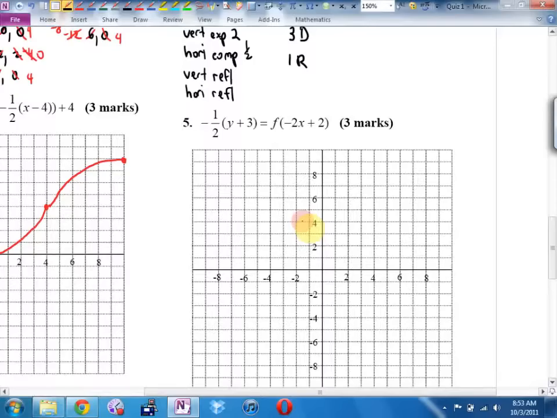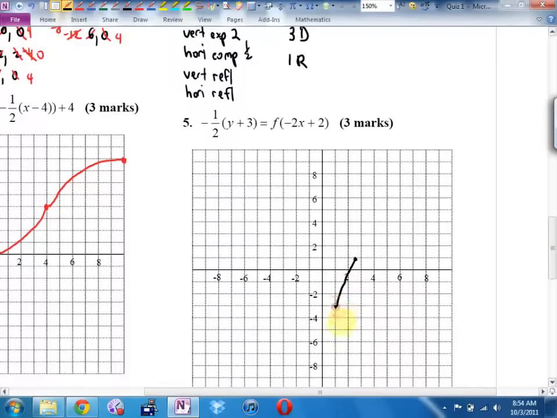3 down, 1, 2, 3, 1 right. Do you guys have a point at 2.5, 1? I get a little nervous when there's decimals, but that's not a hideous decimal, so I can tolerate it. 0, 0 was the next point. Vertically expanded, horizontally expanded, vertically reflected, horizontally reflected, three down, one right. I think we end up with that.